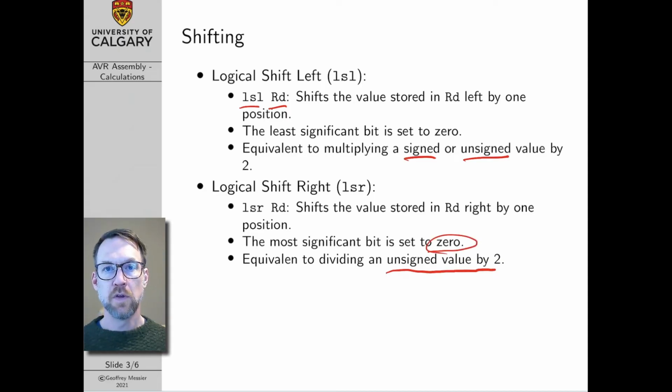That means if we are working with a negative number, for example, our most significant bit is our sign bit, and that sign bit is set to 1. If we shift, then we lose that sign bit. So the logical shift right operator cannot be used with signed values.